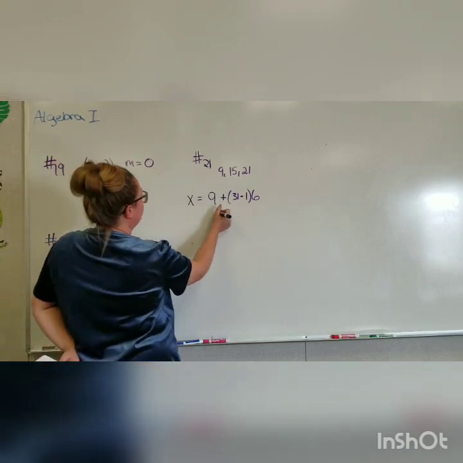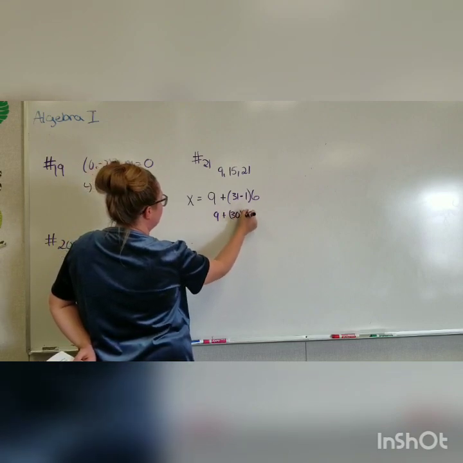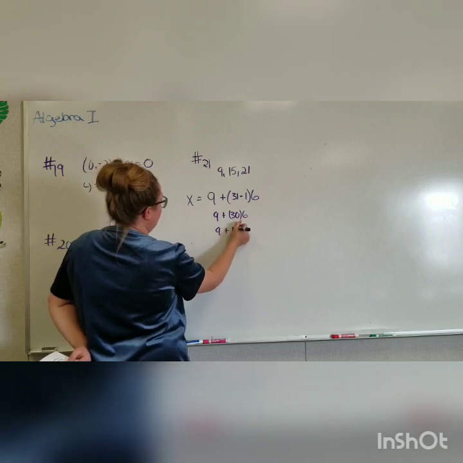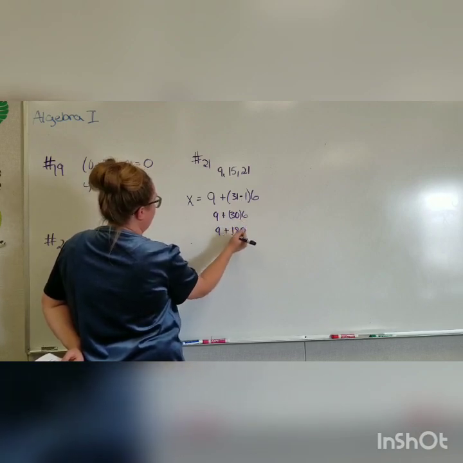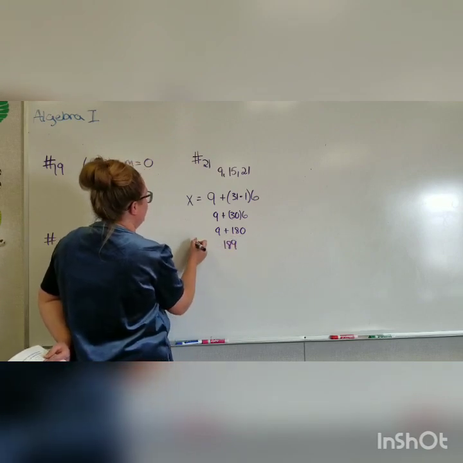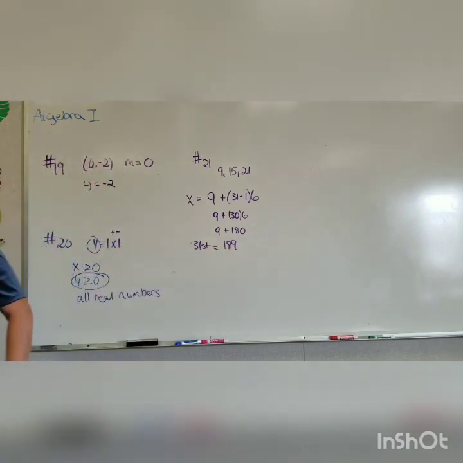So the first term plus 30 times 6. 30 times 6 is going to be 180. And 180 plus 9 is 189. That is the 31st term of this sequence: 189.